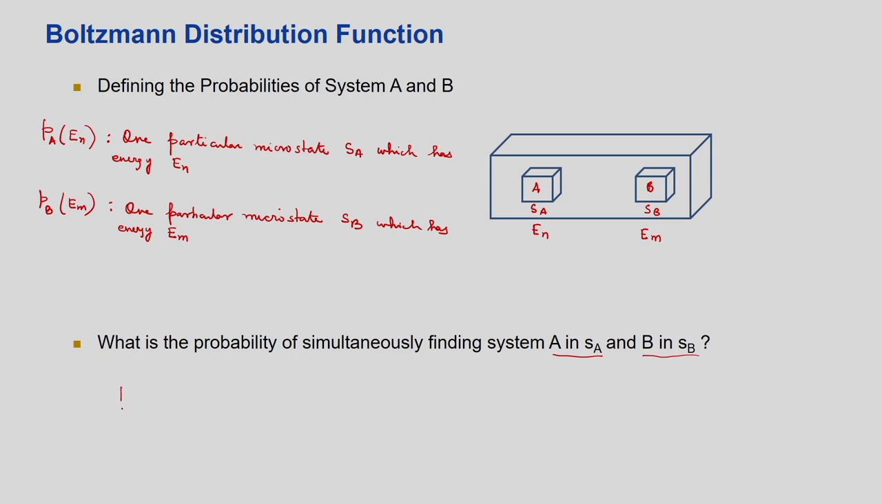So, if you agree, it will be nothing but the probability of En multiplied by the probability of Em. A and B represent the subsystems and Em represents the total energy. So, this will be the product of these two, right? Because En and Em are with respect to each subsystem and both the events are mutually independent. As I told you, any change in system A is not affected in system B. So, they are independent. The overall probability of locating A and B in SA and SB is the product of these two probabilities.